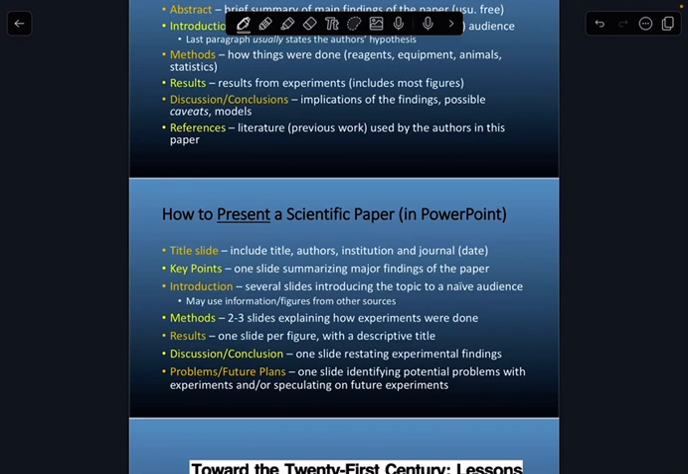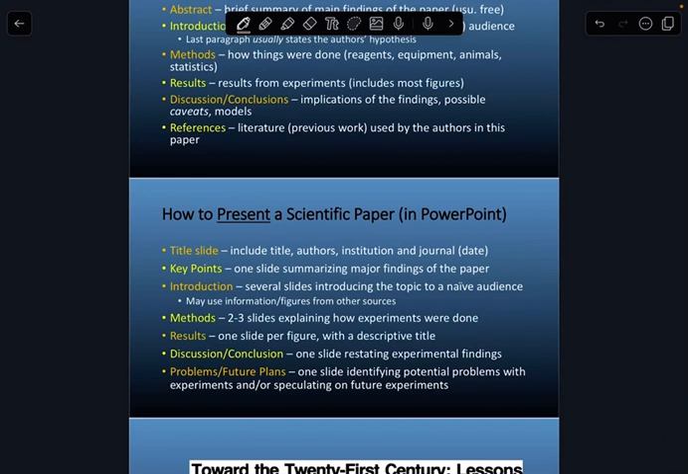So the first thing we're going to do is put up a title slide. This has the title of the paper, the authors, the institution that the author works for, the journal that it's published in, and specifically the date. You want people to know that the year is most important. You want people to know, is this a 2023 paper where it's probably got everything up to date? Or is this a paper from 1995 and maybe things have moved past it?